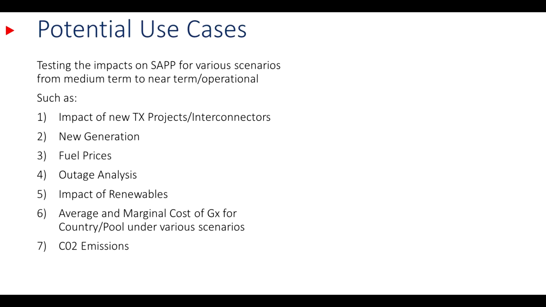Potential use cases for such modeling are impact of new generation projects or interconnectors, new generation coming online, fuel prices changing, outage analysis and contingencies, impact of renewables, average and marginal cost estimation for a country under various scenarios, and CO2 emissions.